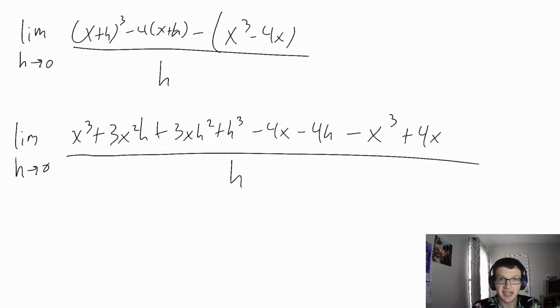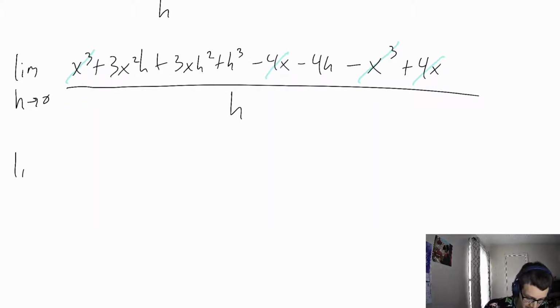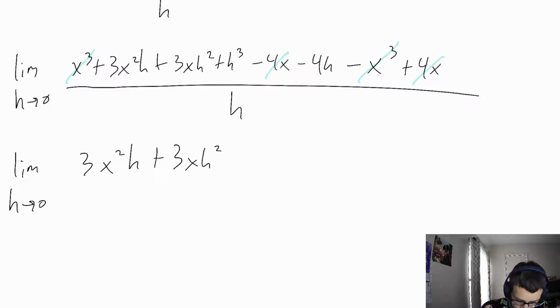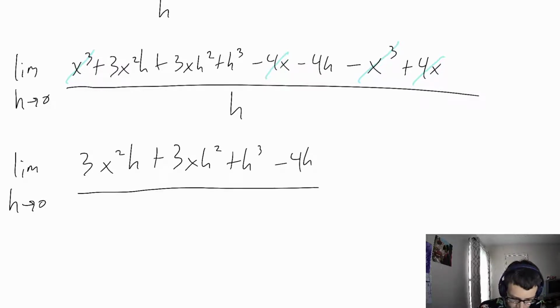Now, what nice cancellation do we get on the top? This x cubed and this minus x cubed are going to cancel. Minus 4x and plus 4x are going to cancel. So we get the limit as h goes to 0 of 3x squared h plus 3xh squared plus h cubed minus 4h all over h.